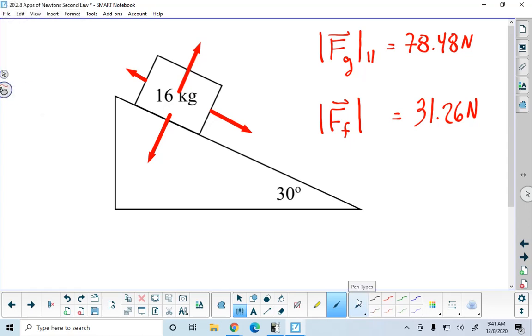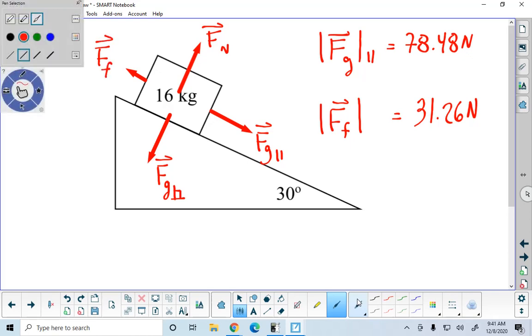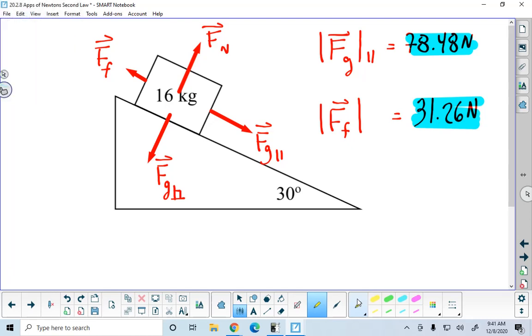Your next assignment is going to involve these types of questions. We have a normal force. We have a force of gravity, which is perpendicular. We have a force of gravity, which is parallel. And we have a force of friction. And again, I really hope it's not lost on you that the reason I drew the lengths of those two vectors along the ramp, the lengths they were, is we found that the parallel component is more than the force due to friction.